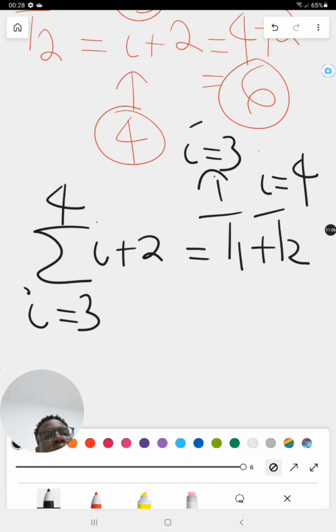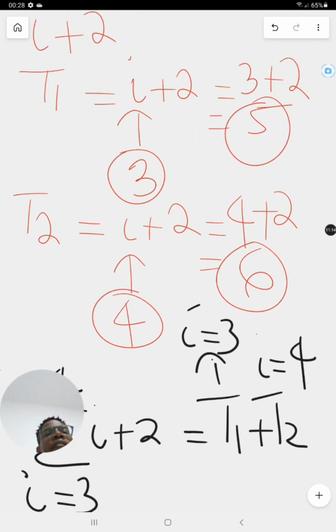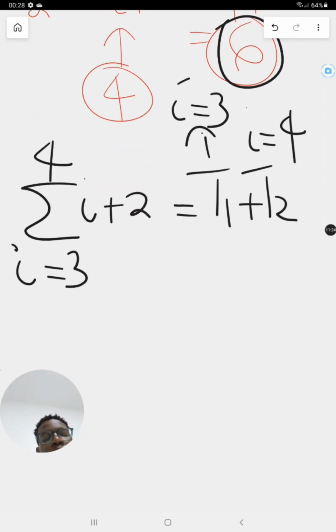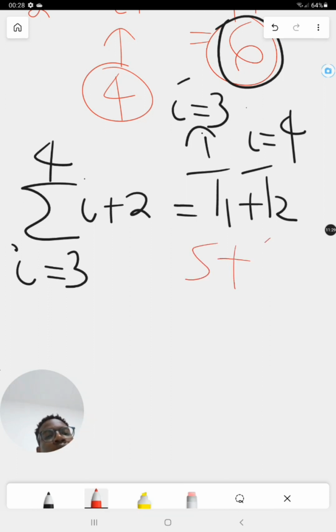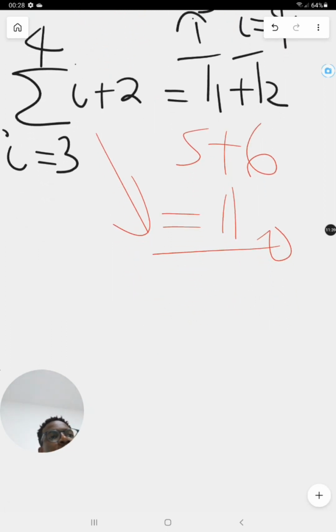What's T1 and T2? Well, T1 we discovered is on top there. T1 is 5 and T2 is 6. So 5 plus 6, that's our answer. 5 plus 6 is equal to 11. Therefore, the answer to this thing here is 11. Okay, let's do another one. Another example.